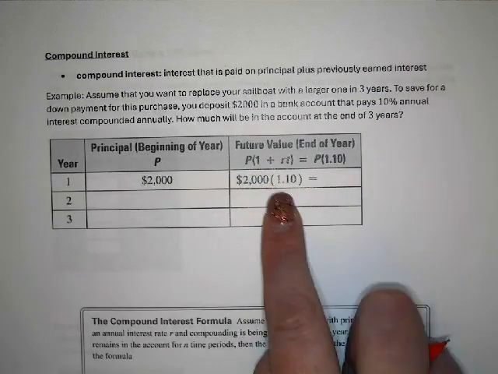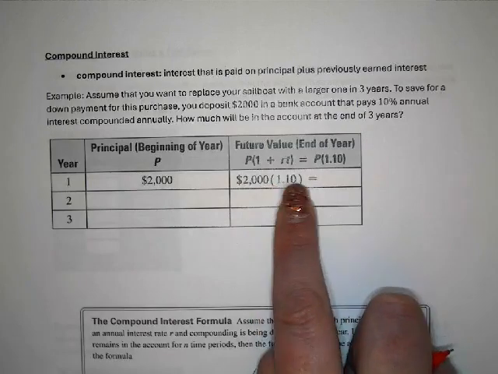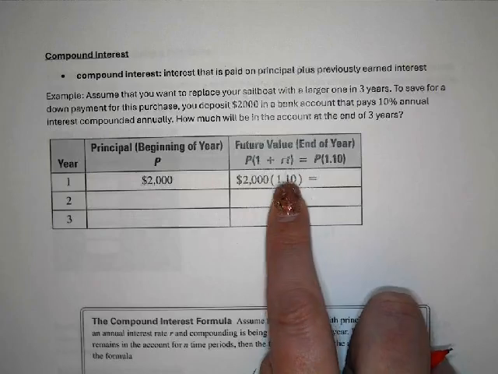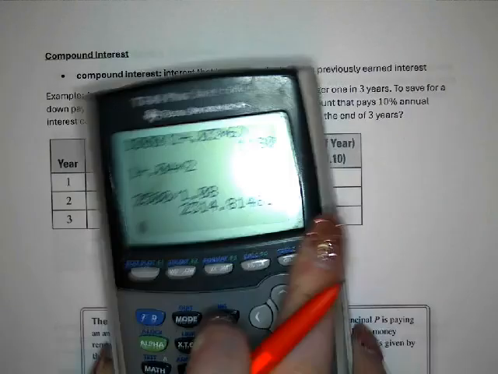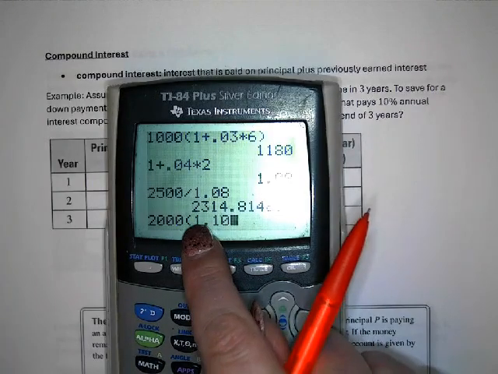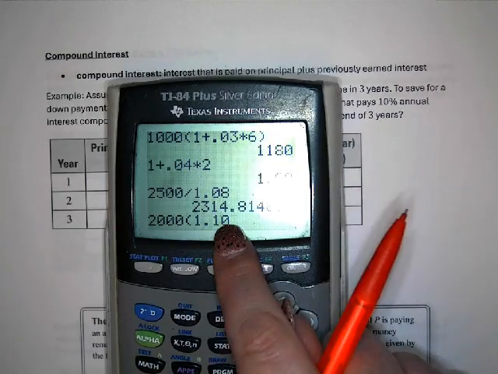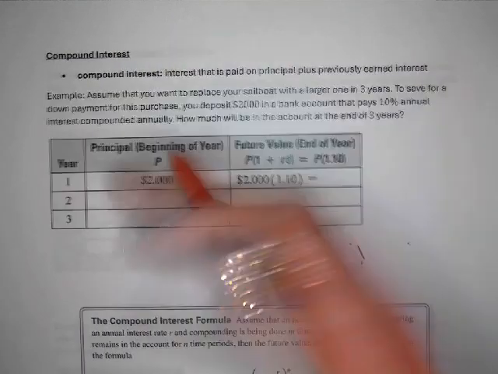So this is the 100%. You're keeping what's in your account plus the 10% that you're getting added to your account. And they wrote that as a decimal number. And so that's why it's 1.10. So $2,000 multiplied by 100%, keeping the amount of money we had before, adding 10% in interest, gives us $2,200 for the second year.